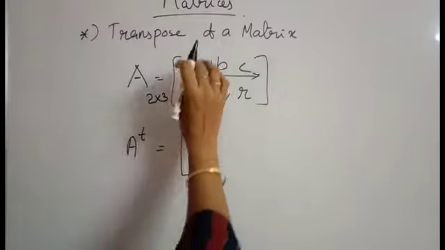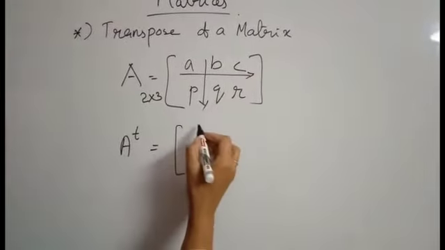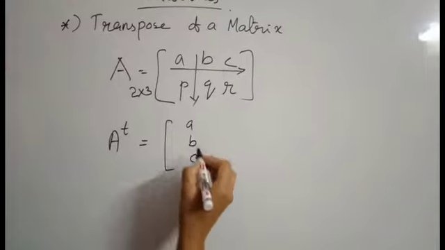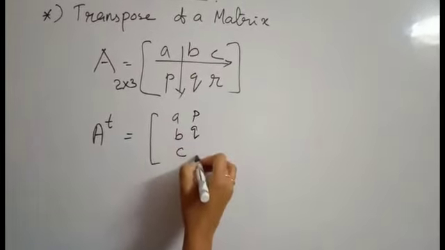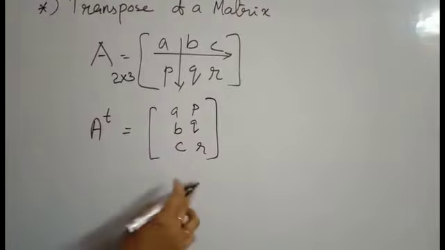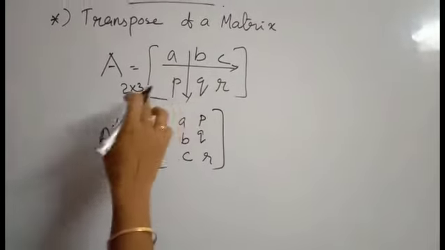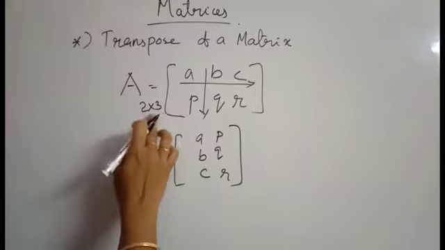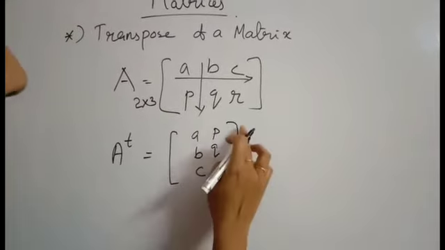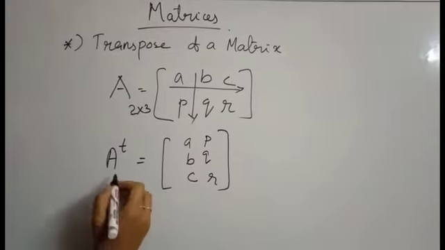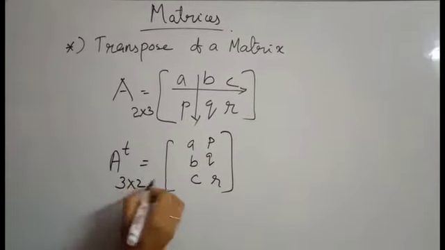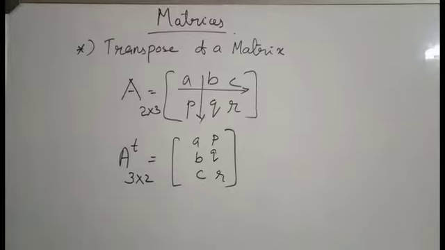to this: the first row becomes the first column, A, B, C, and the second row becomes the second column, P, Q, R. And this is the transpose of the above matrix. See, this was of order 2 by 3, but in this case we have 3 rows, 1, 2, 3, and 2 columns. So the order changes to 3 by 2. This is all about the transpose of a matrix.